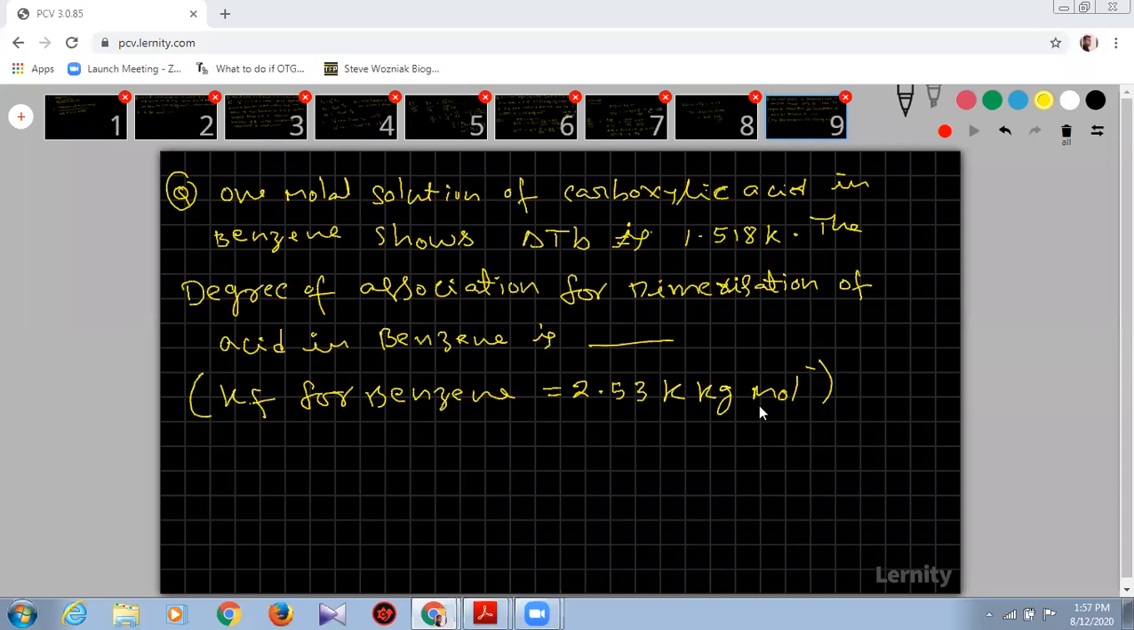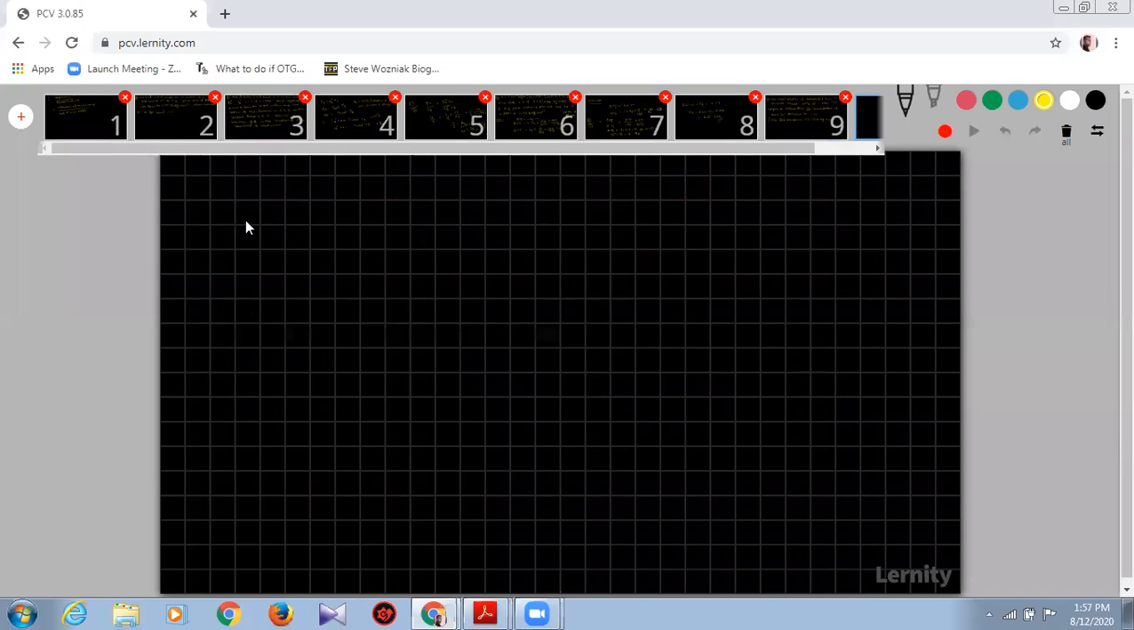Someone is saying 0.8. Yes, very good. Yes, this 0.8 only. Yes, Vishnu, Siddharth, yes, 0.8. Very good, Abhinav, very good. Okay, I'll show you. So delta TB is equal to what?